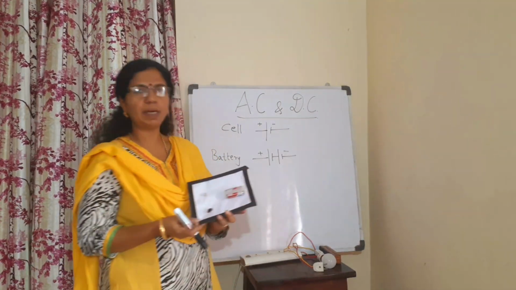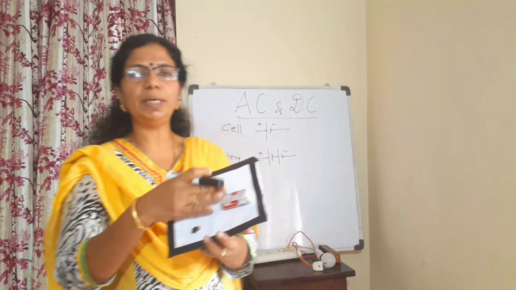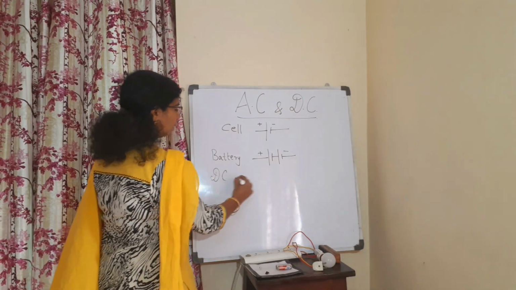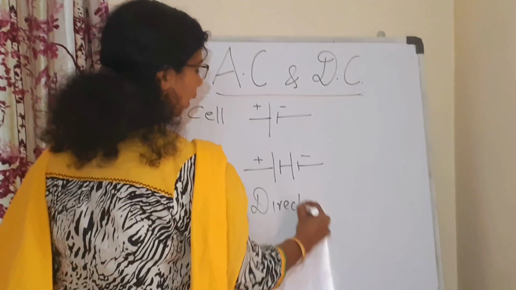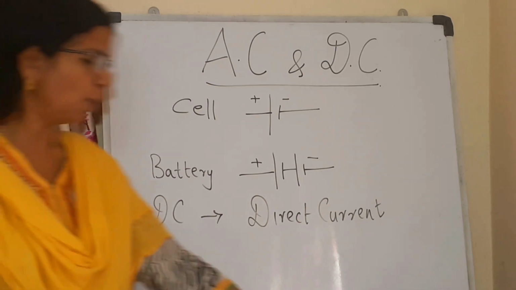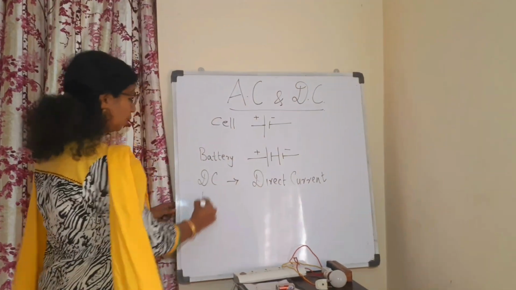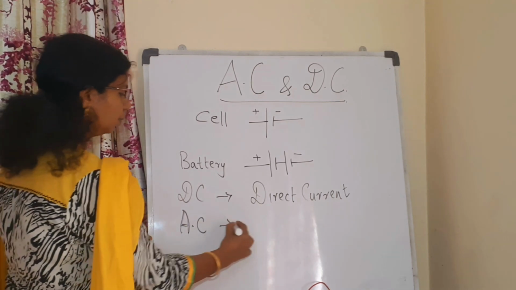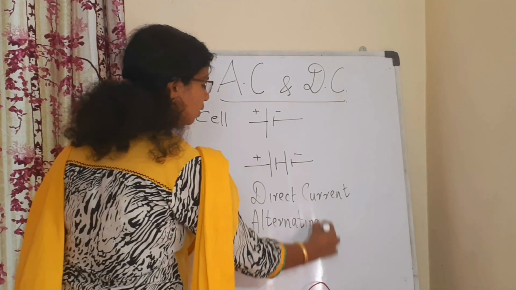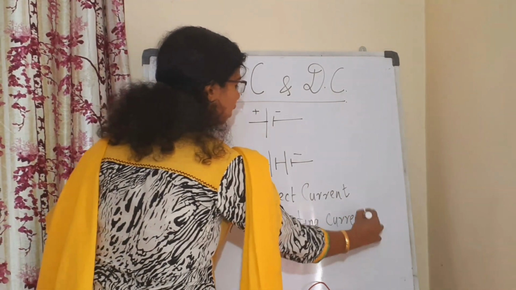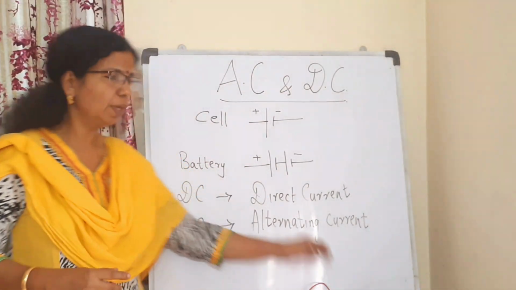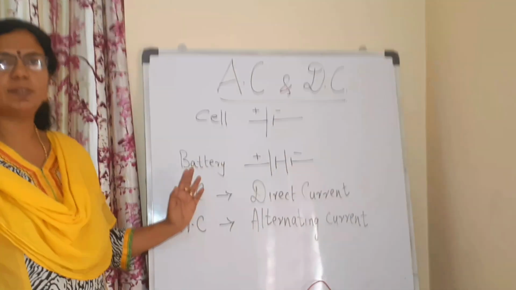Now the current which we have studied, which I have shown here, is called DC or direct current. I will tell you why it is called direct current. Now here, this is called AC or alternating current. Alternating in the sense changing. It is a changing current. And what is it changing? We will study that. So this is just an introduction. Hope this much is clear to you. You are going to study about AC and DC.